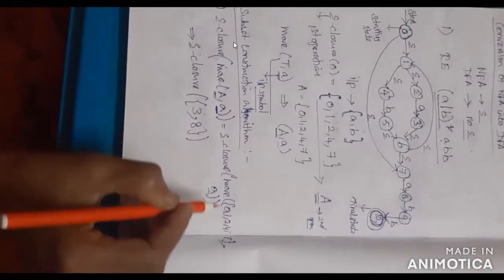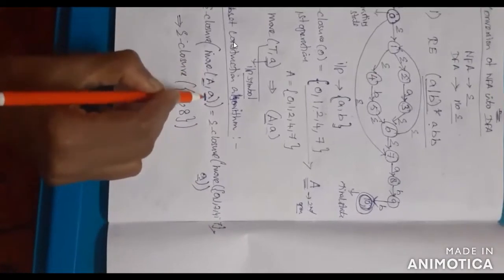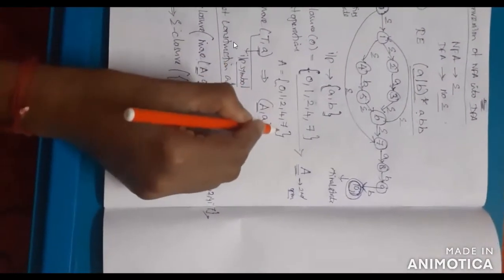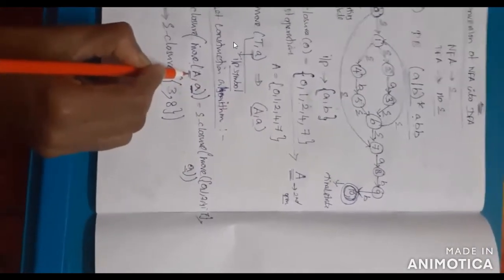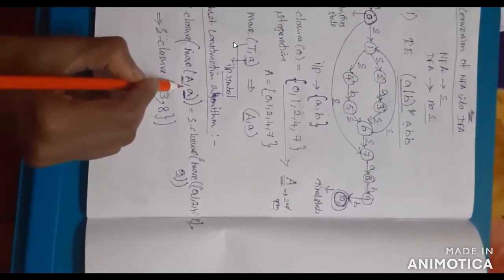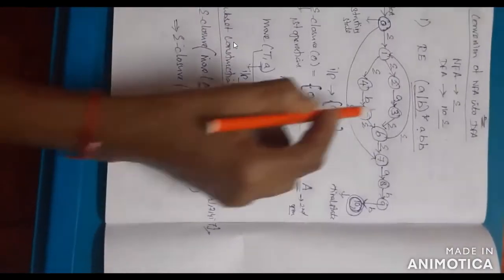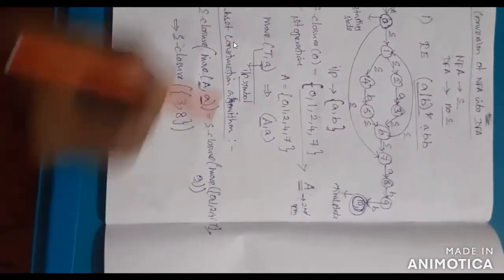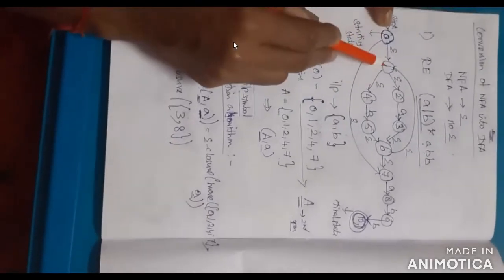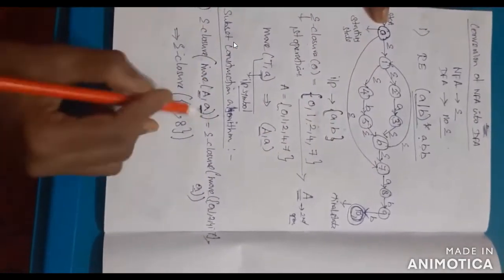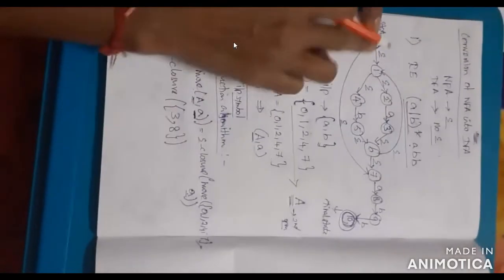Once again I repeat. Now you are checking for the move of A comma a. What is the input of A? 0, 1, 2, 4, 7. Now you are checking for the states 0, 1, 2, 4, 7 comma the input symbol small a only. So you can start from 0. 0 can move from 0 to 1 is empty, 0 to 7 is empty. Now you are checking only for small a, so it is not considered.